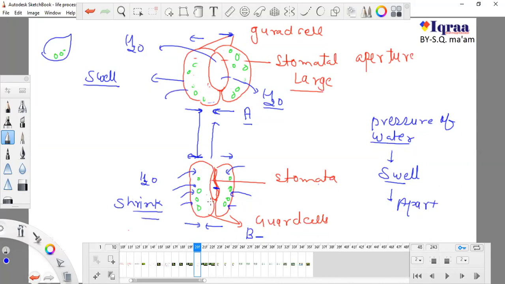And like this, as they come together again, the stomatal aperture, or this stomatal opening, will become small or shrunken. The aperture will become small and shrunken again.